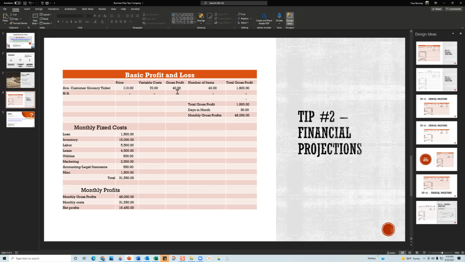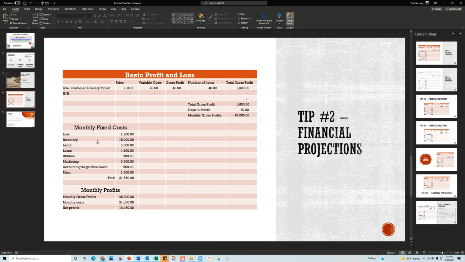Our next step is to figure out how many customers we're going to have walking in the door on a daily basis. And we're going to guess for this estimate about 40. So we're going to multiply the 40 customers by the gross profit of $40, which is going to give us a total gross profit of $1,600. The next thing we're going to do is multiply that by the number of days we anticipate to be open per month. Again, in this example, we're going to say it's 30 days. So it's going to be the 1,600 multiplied by the 30 gives us a monthly gross profit of $48,000.